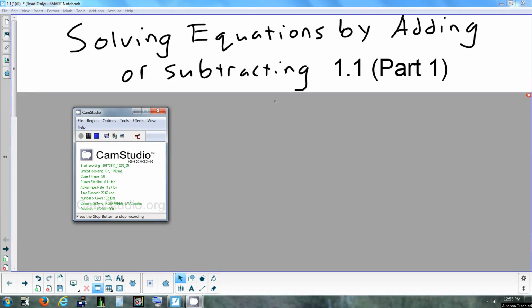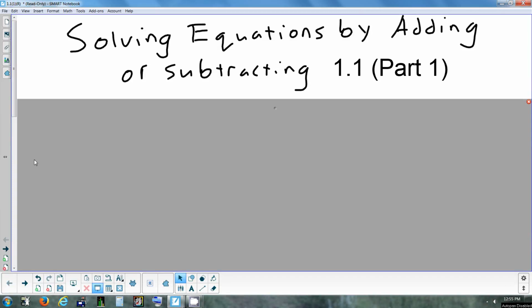Some equations can be pretty complicated to solve. We're going to look at very simple ones today and tomorrow. We call them one-step equations. And the two ways we're going to look at solving equations for today are either adding a number or subtracting a number. Now, does anybody remember if you do something to an equation, how do you have to do it?